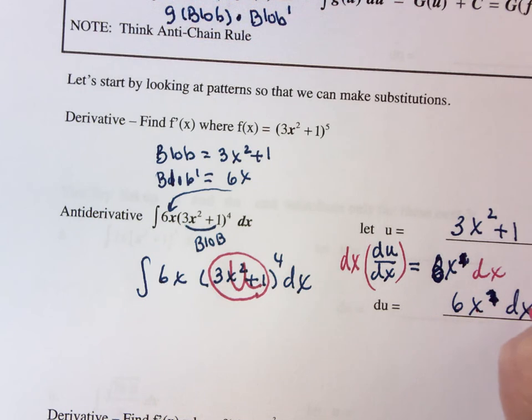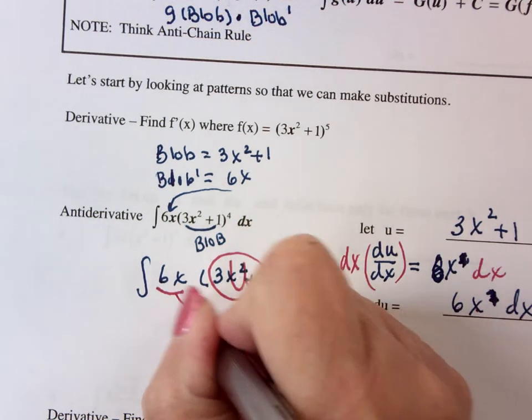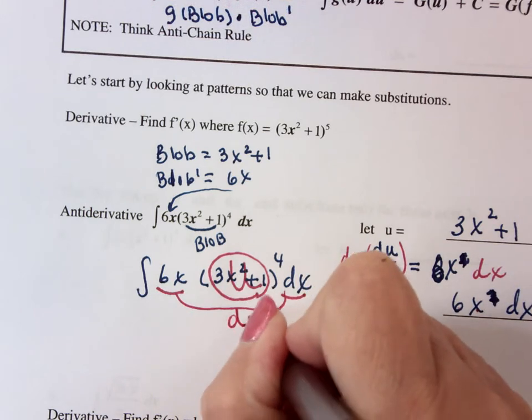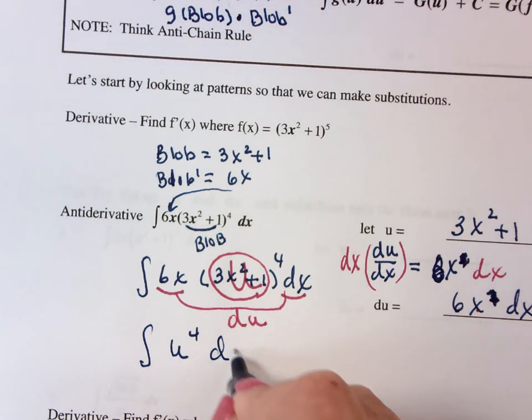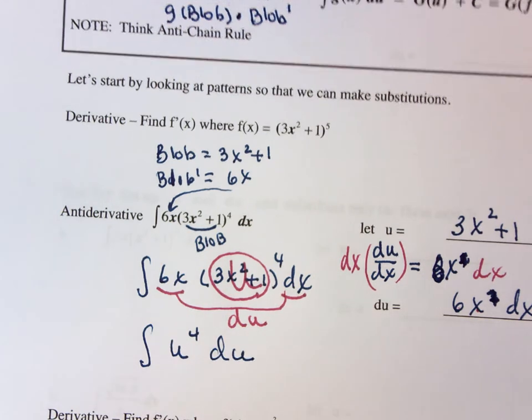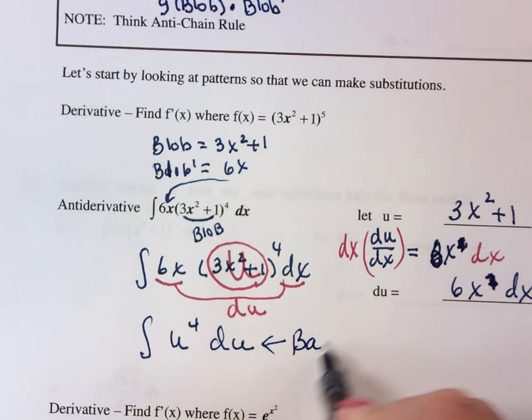6x dx, this whole thing becomes du. So what does this integral become? The integral of u to the fourth du. Is that a basic? And we know how to integrate that. That's u to the 5 over 5 plus c.